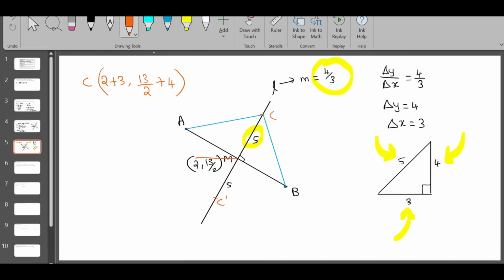Go to the left side 3 units, so 2 minus 3, and then downwards 13 over 2, downwards 4 units, 13 over 2 minus 4. If you are wondering why not left and up, the gradient is positive, so it should be positive and positive. That means right side 3 units, upwards 4 units, or both have to be negative. So I need to go left side 3 units, downwards 4 units.